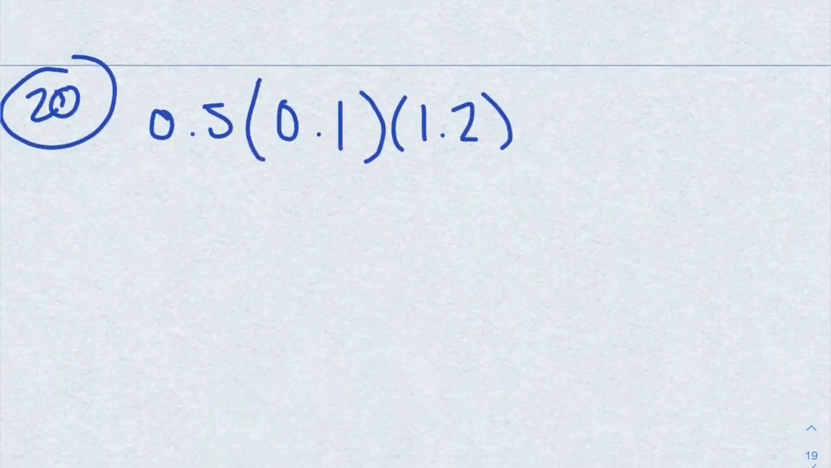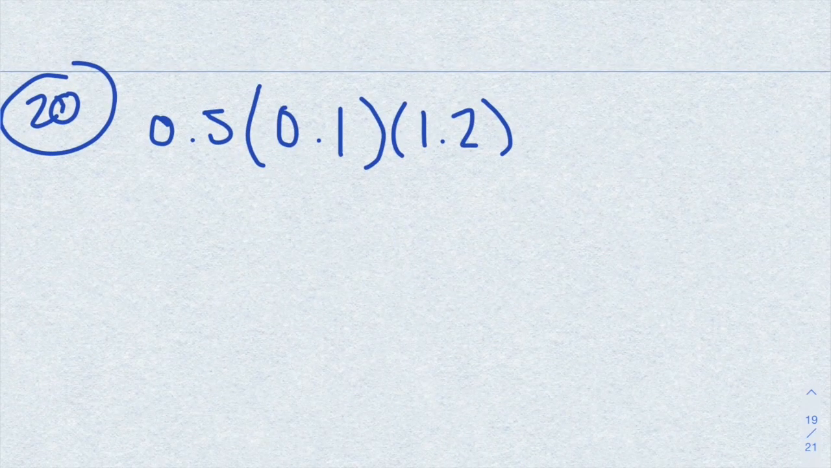All right, last one, number 20. This is making sure you can multiply your decimals. So when I multiply decimals, I don't even look at place value to start with. I just look at the numbers that are non-zero. So I have 5 times 1, and that gives me 5, right? But I have 2 numbers after the decimal. So that means my new number is 0.5.